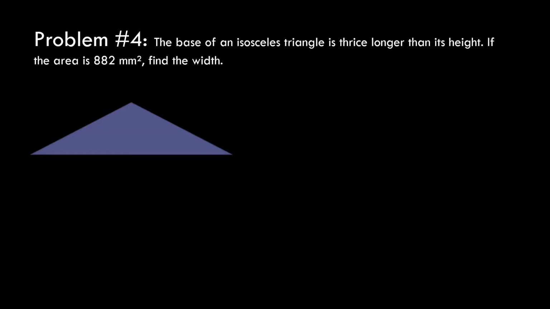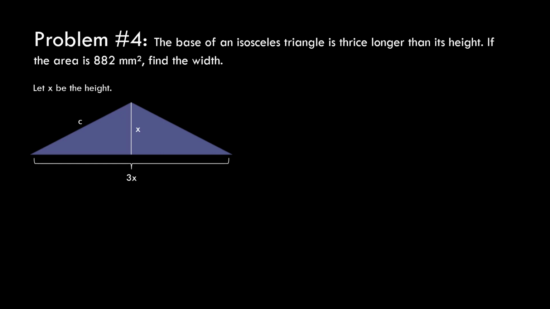The base of an isosceles triangle is thrice longer than its height. If the area is 882 square millimeters, find the width. So again, in this problem, we have an isosceles triangle. It is clearly stated. Now, in terms of representation, we are going to use the height. We're going to let x be the height. We can't use the base since the value of the base is dependent on the value of the height. So the height will be x and the base will become 3x.